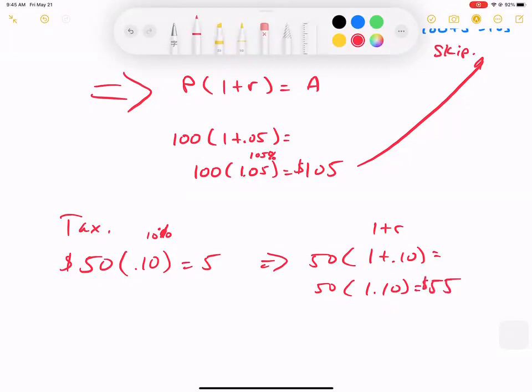$55. So depending on what you're looking for, am I just looking for that interest, that extra rate, or am I looking for my total bill at the end? Which one are we looking for? I'm trying to make my life a little easier, so I'm going to look for my total value at the end. So I'm going to use a 1 plus. And that's kind of that hint.